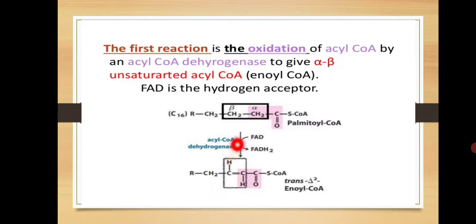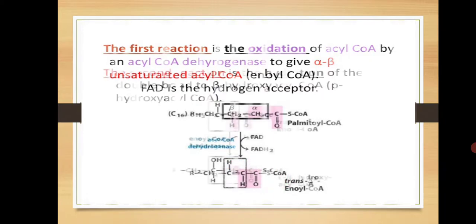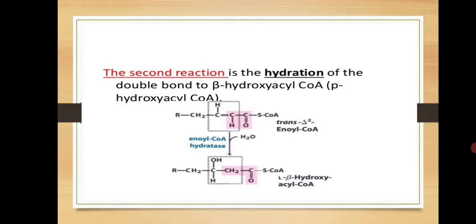So here palmityl CoA is converted into transenoyl CoA. Okay, just keep in mind that in the first stage there is the oxidation of acyl CoA with the help of the enzyme called acyl CoA dehydrogenase and formation of enoyl CoA. Okay, this is your first reaction. What happened in the first step? Only a hydrogen molecule was removed. Okay, and the hydrogen atoms are released.